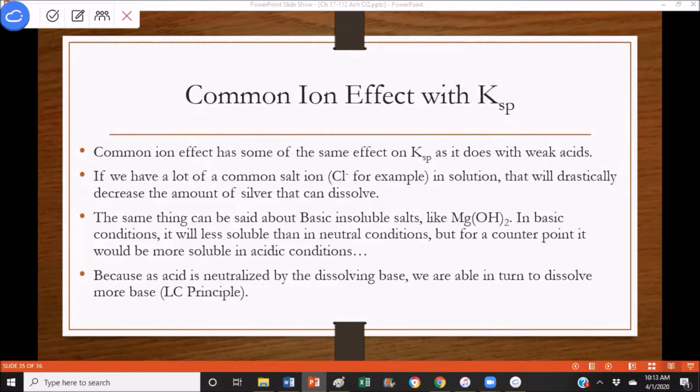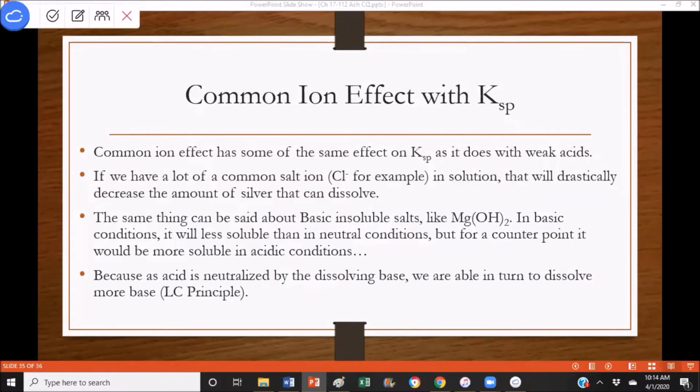So for example, silver chloride has a certain solubility in neutral solution. But if I, for example, add a bunch of sodium chloride, which has a secondary source of chlorine, we are going to get less silver dissolving.